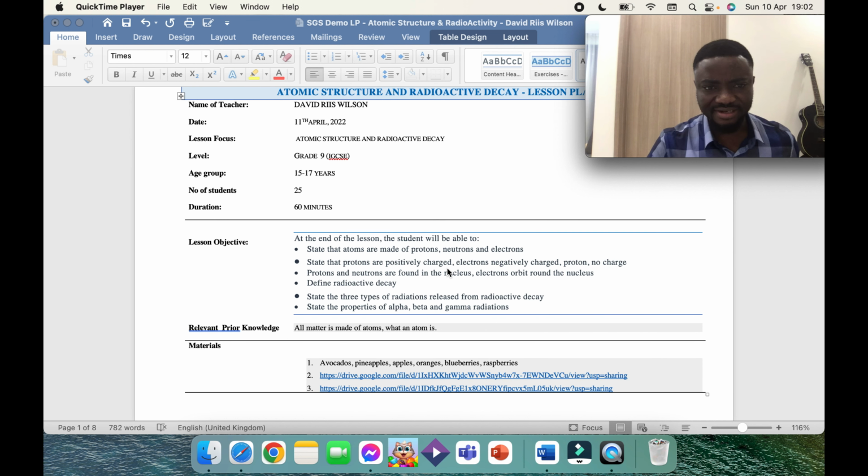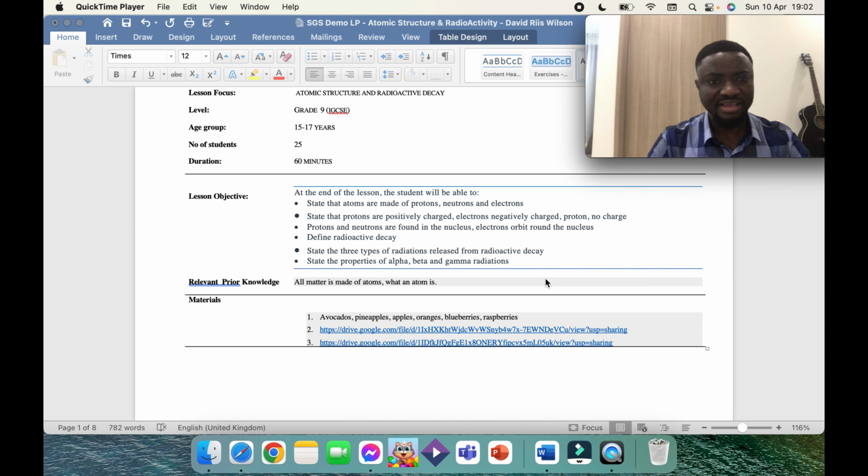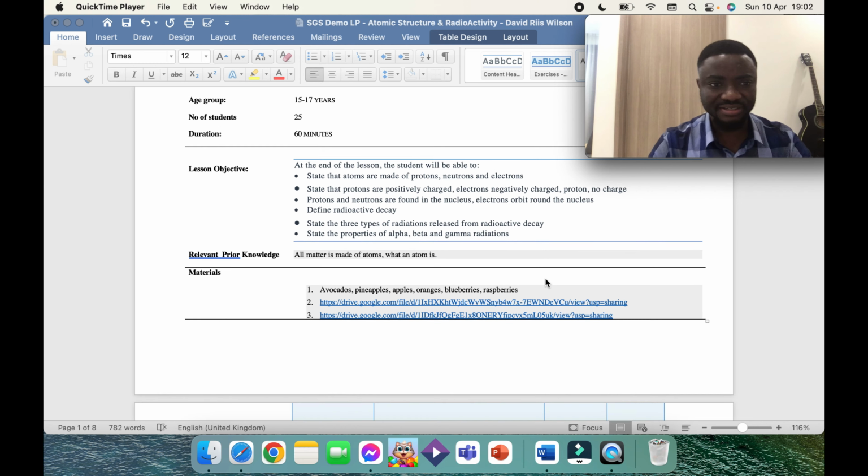The next part is the lesson objectives. At the end of the lesson, students should be able to state the names of the subatomic particles, that is protons, neutrons, electrons. They should be able to state the charges of these subatomic particles. They should be able to define radioactivity, state the 3 types of radiations released from radioactivity or radioactive decay, and they should be able to state some properties of alpha, beta, and gamma radiations.